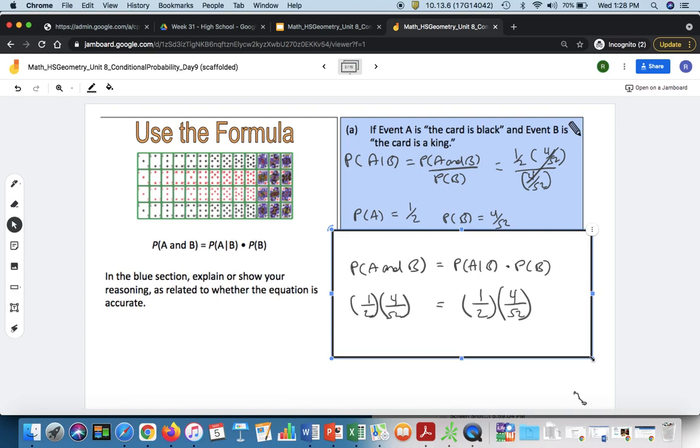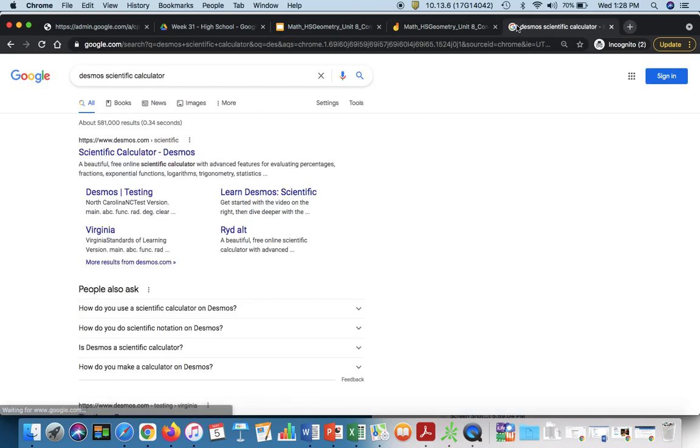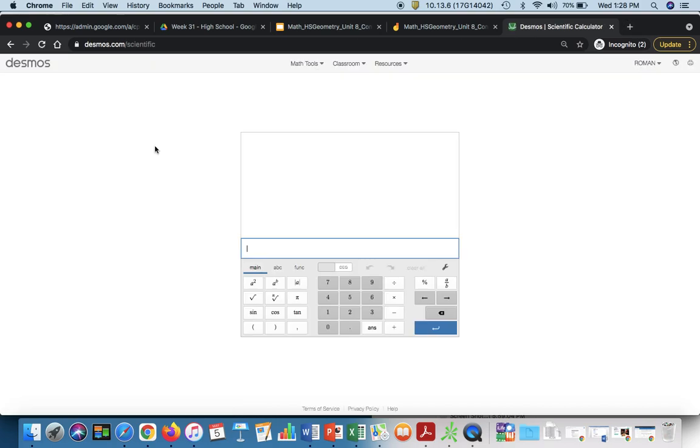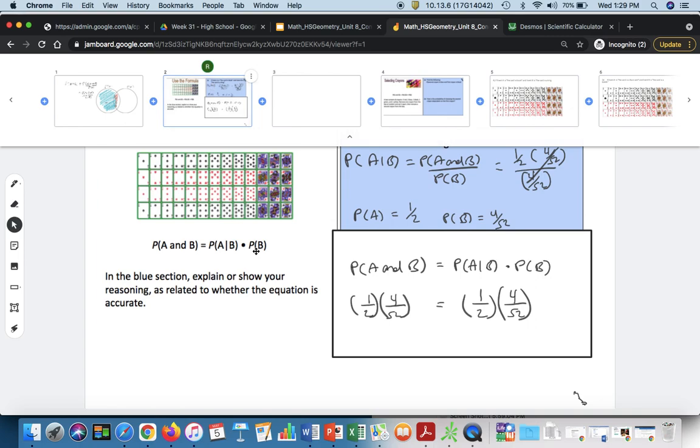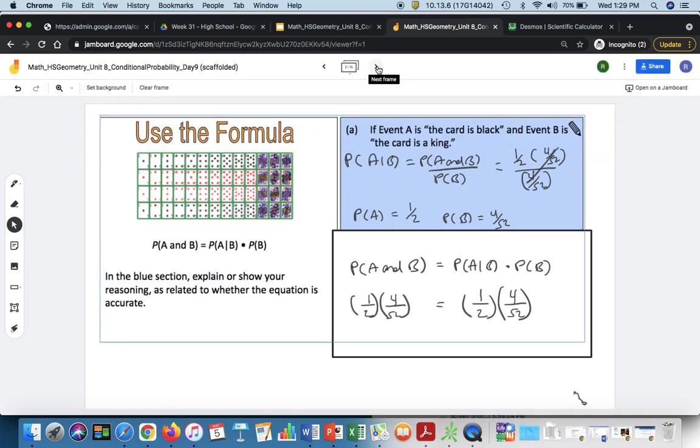One more thing, we might be asked to simplify here, right? Always have your Desmos Scientific Calculator handy, right? So if we were asked to do 1/2 times 4/52, we could definitely show that, and then we could use our fraction bar here to see what an equivalent fraction would be to get 1/26 if we're doing 1/2 times 4/52. So that's A, and I'm going to just copy this and take a look at B at this point.